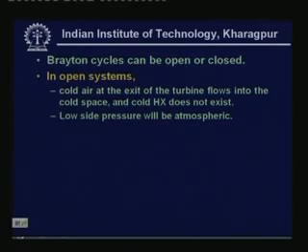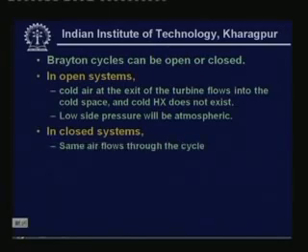As against this open system, in a closed system we have two heat exchangers, the high temperature heat exchanger and a low temperature heat exchanger, and the air of the system does not get mixed with the outside air. That means the same air flows through the cycle repeatedly.